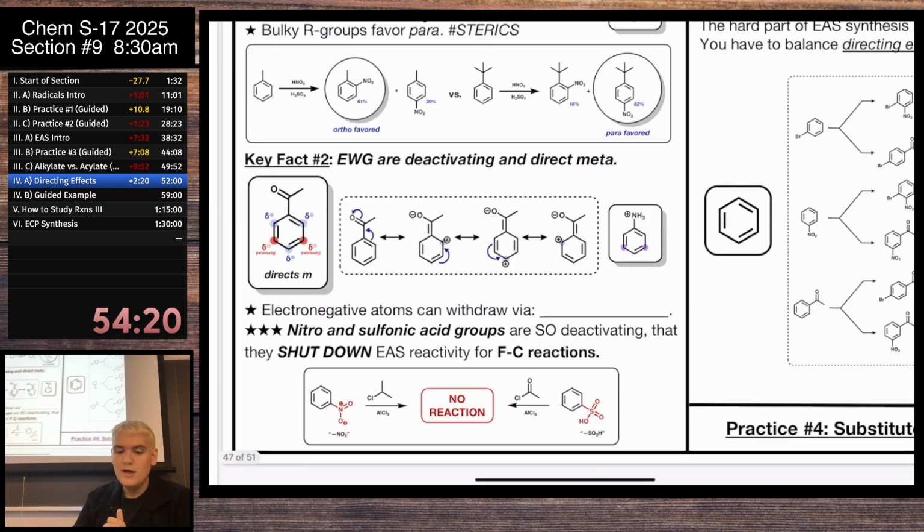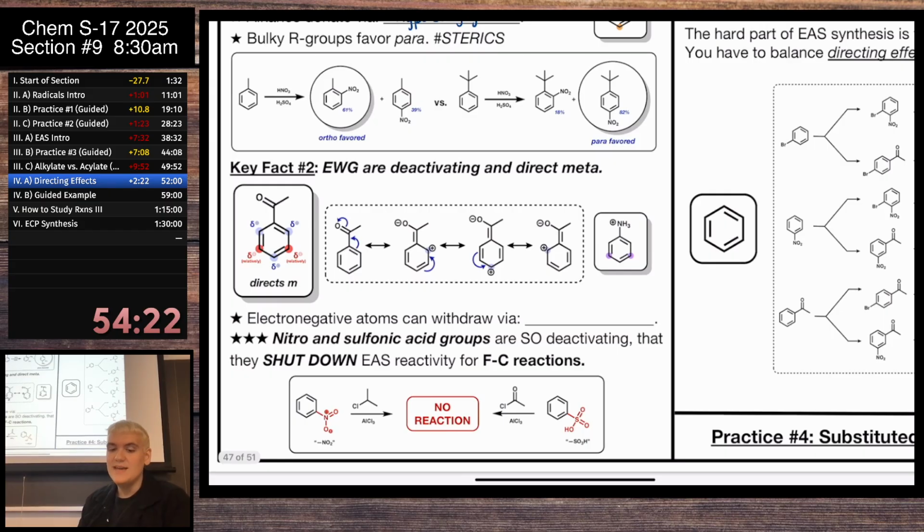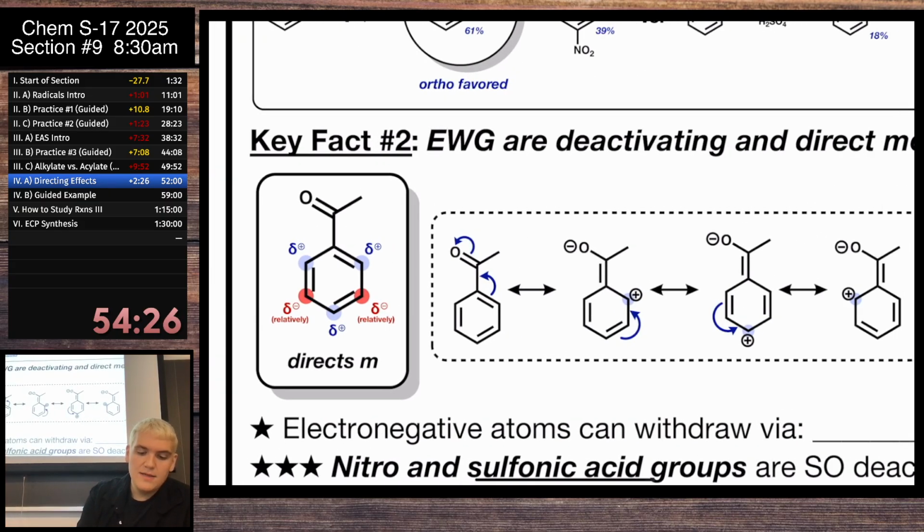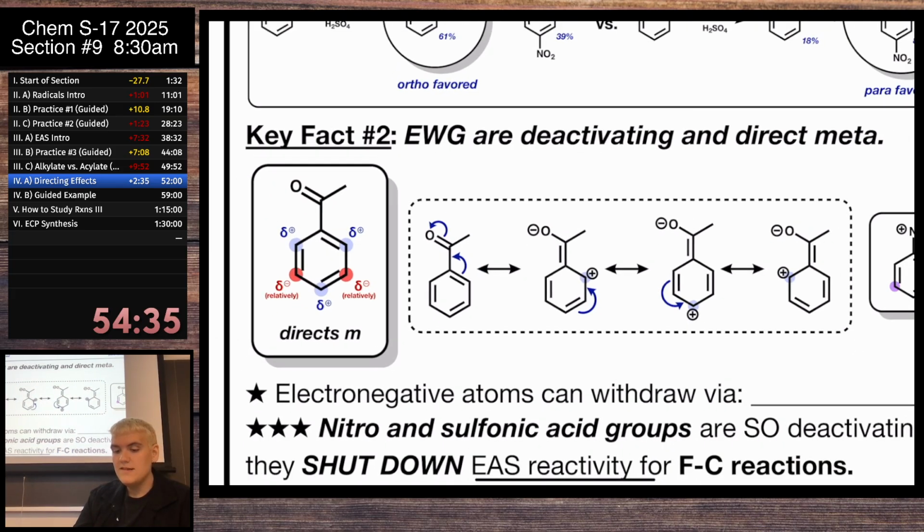Key fact number two, electron withdrawing groups are deactivating and direct meta. So if we have something like a carbonyl on the outside of the ring, we can take electrons out of our ring via resonance. And then what's bouncing around instead of a negative charge is a positive charge now. So what we have is the ortho and para positions are relatively electron poor. They have a partial positive charge.